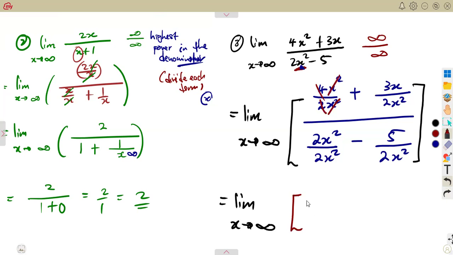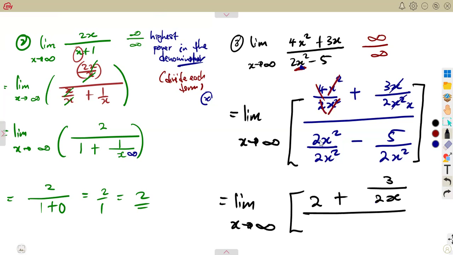So this will give us a 2 plus, here we're going to have the x into the x squared, that is x in the denominator. So you're going to have 3 over 2x. Everything over the x squared, this is the same thing. So that's 1 minus 5 over 2x squared. All right. So this is what we're going to have.